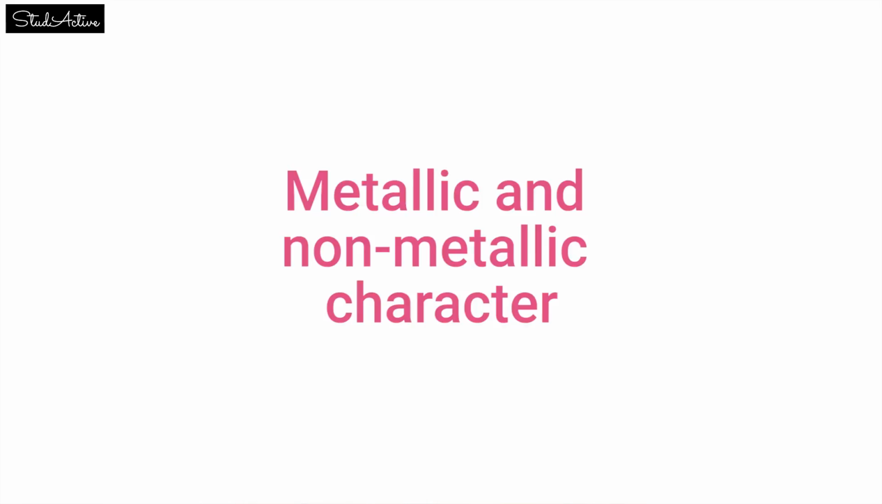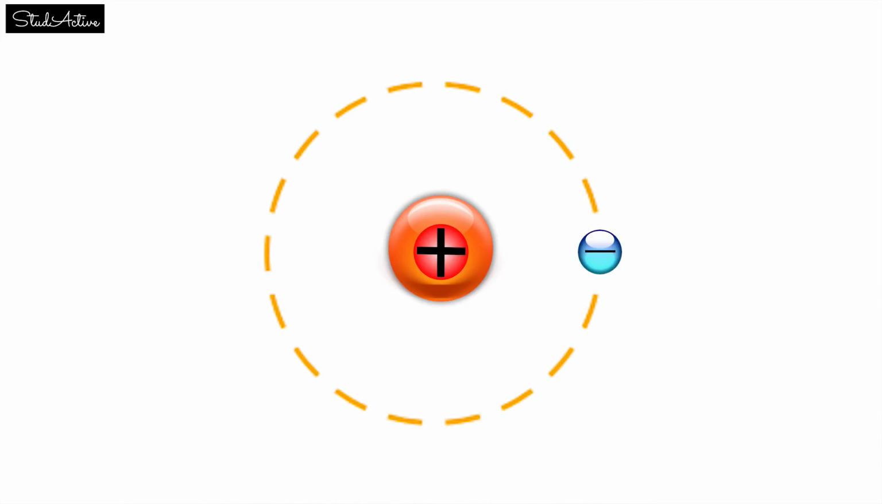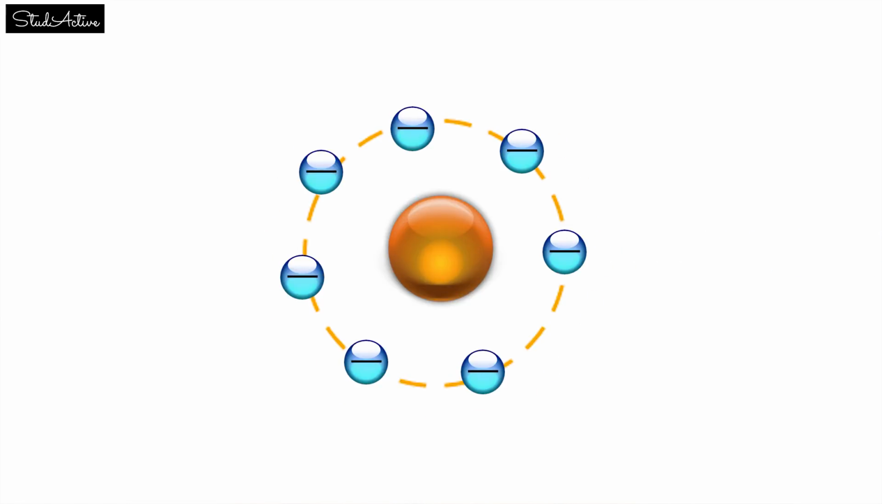Let us learn the next property, that is metallic and non-metallic character. Let us see what is the gradation in this property. Now, what do you mean by the word metal? Elements are metals if they donate electrons. Elements are non-metals if they accept electrons.